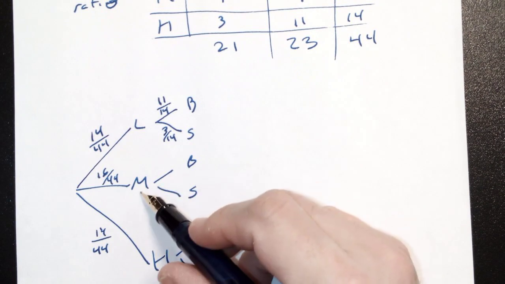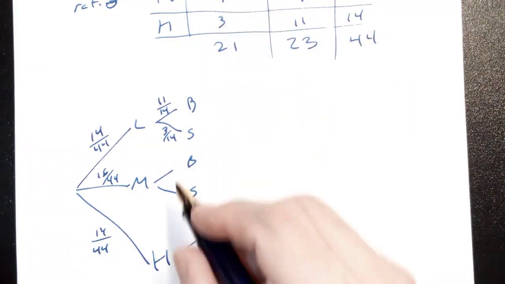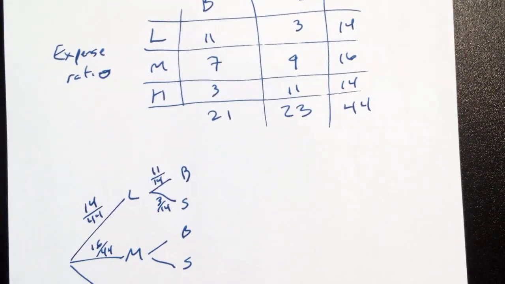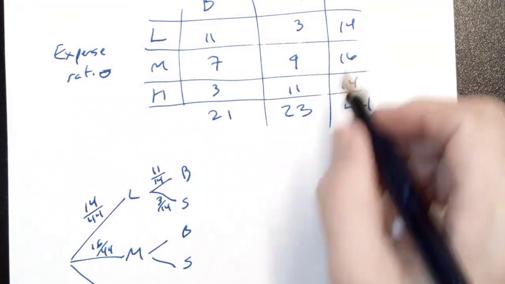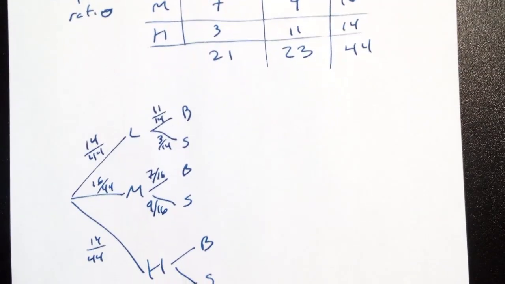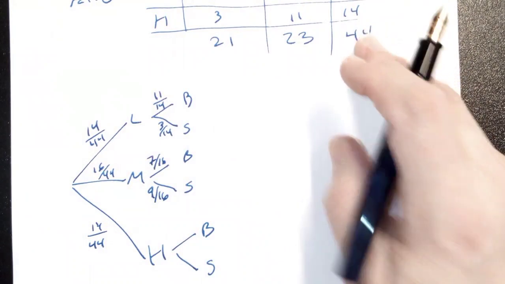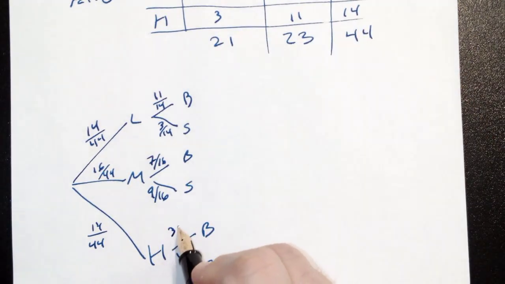Talk to me. We're on the medium. That's okay. There. 7 out of 16 and 9 out of 16. Now the 3 and the 11 here go with the high expense ratio. That's going to go here. 3 out of 14 and 11 out of 14.